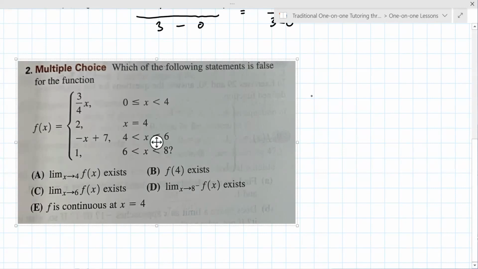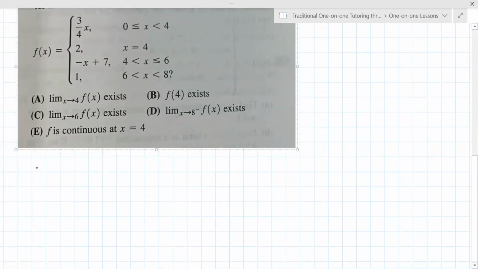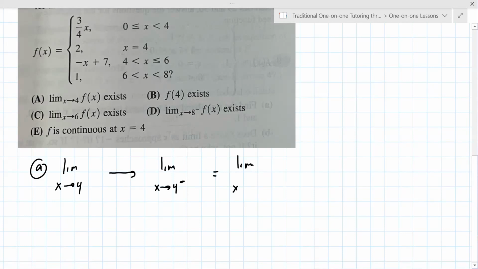So let's find the limit. Part A is the limit as x approaches 4. You have to find whether the limit as x approaches 4 from the left equals the limit as x approaches 4 from the right. This one is good for from the left because it goes up to 4 but doesn't include 4. And this third one is 4 from the right because it's bigger than 4.